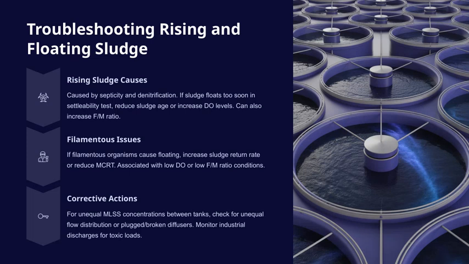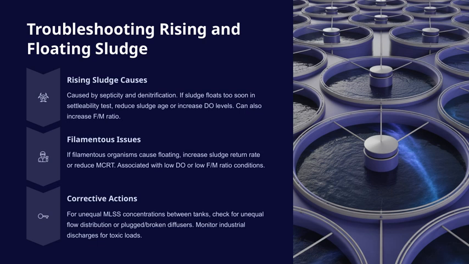Let's talk about troubleshooting rising and floating sludge. First, what causes rising sludge? It's mainly due to septicity and denitrification processes. When sludge floats too early during a settleability test, it's often helpful to reduce the sludge age or increase the dissolved oxygen levels. Adjusting the food to microorganism ratio, or FM ratio, can also be effective here.